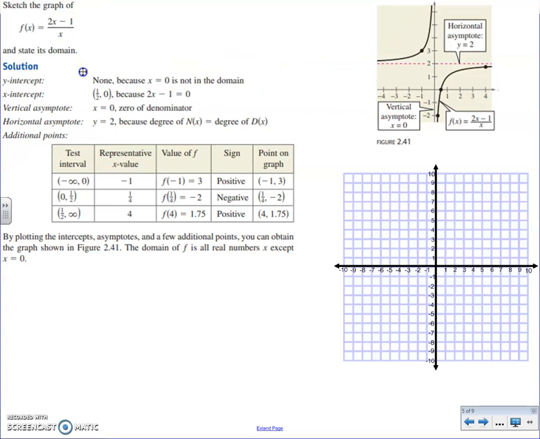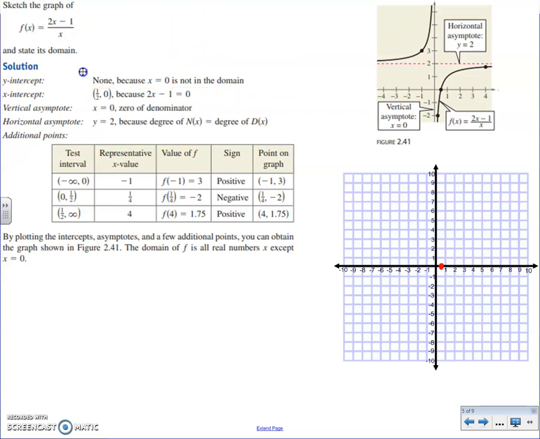To find the x-intercept, they solve the top, the numerator. If you do 2x minus 1 equals 0, you add 1, divide by 2, you get 1/2. That's why 1/2 comma 0 is a point. Let's put that on here, 1/2 comma 0. All right.